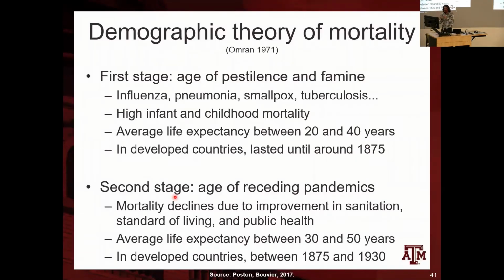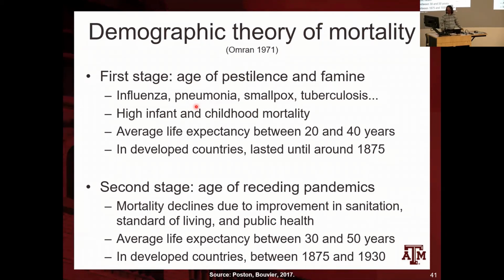And going deeper into that, Omran discusses the demographic theory of mortality. And in that case, he also suggests different stages, as we have the stages for the demographic transition theory. So the first stage is known as the age of pestilence and famine. You have high levels of people dying because of influenza, pneumonia, smallpox, tuberculosis. And there is a high infant mortality rate. Children dying before reaching age 1, a high childhood mortality. Children dying at high rates before reaching age 5 and before reaching age 15.